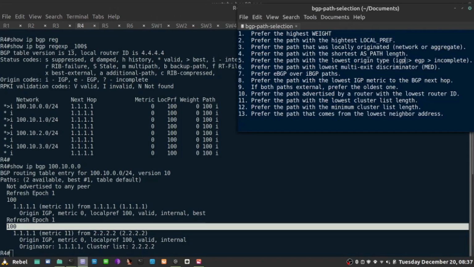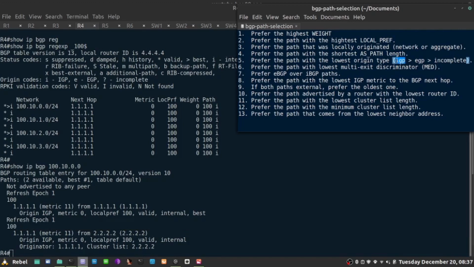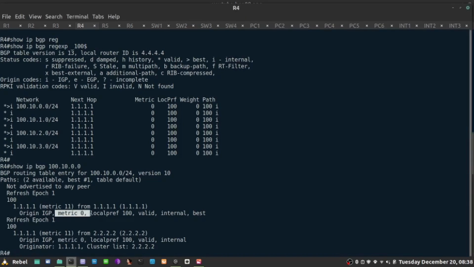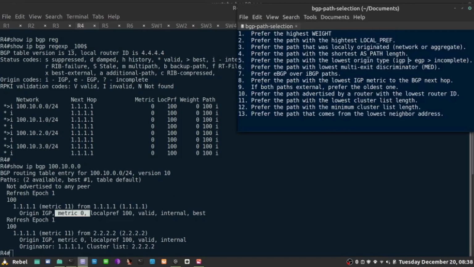This is when we use the network statement or aggregate command, and the incomplete EGP is non-existent anymore. Incomplete is when we redistribute prefixes into BGP. That's not the case here, and they're identical. They're basically using IGP statements. So then prefer the lowest metric, which is 0 here. We'll talk about metric at some point as well. Metric is 0, multi-exit discriminator. Prefer EBGP over IBGP paths. They're both IBGP paths. And we go on and on and on.